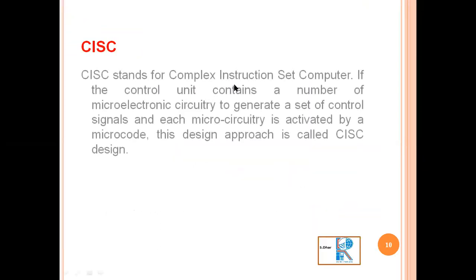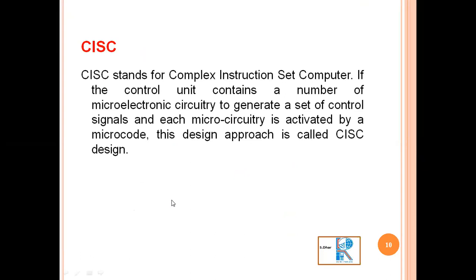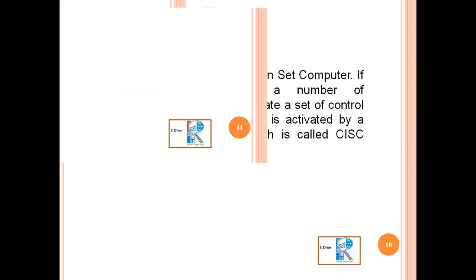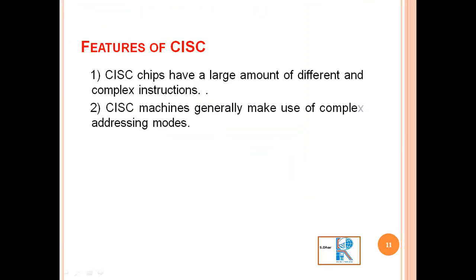Here CISC actually uses the microprogram control unit. I have already told you that most of the modern machines use a microprogram control unit. Why? Because microprogram control means it is software controlled, and always remember that if the system is software controlled, it is more flexible than the hardware control unit. So that is the greatest advantage of CISC. Otherwise, CISC has a large number of different and complex instructions. Though Intel is very popular, Intel actually uses the CISC instruction set.